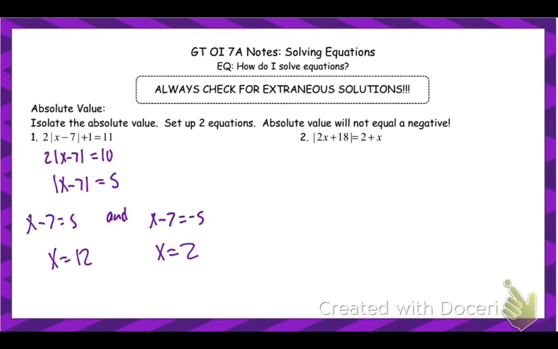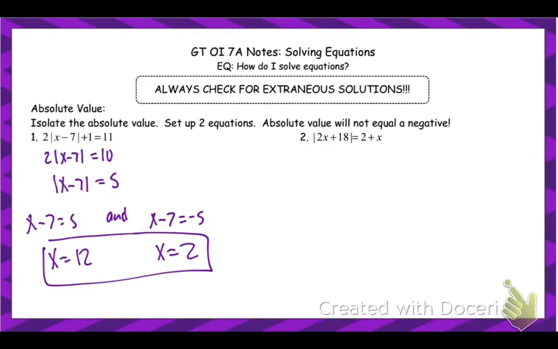Now, you'll see in the very top in big capital letters, for every equation that you do, you need to check for extraneous solutions. In almost every type of problem we had so far this year, you had the potential to get extraneous solutions. So always go back and double check and make sure those answers actually work. If I plug in 12, okay, that does work. If I plug in 2, that also does work. So I get 2 answers.